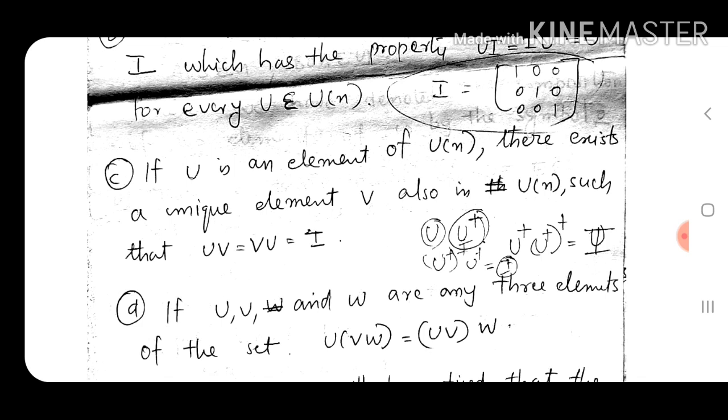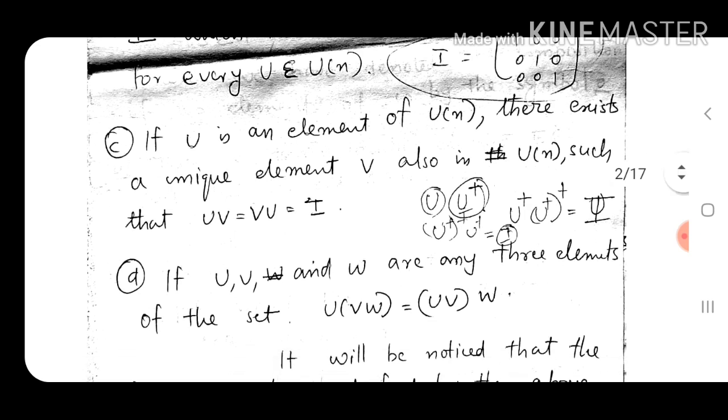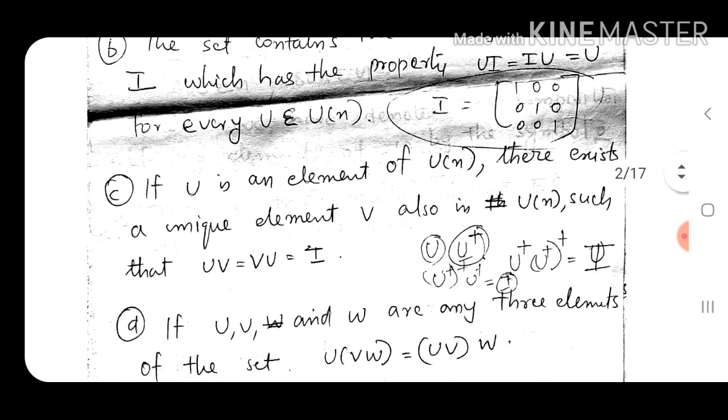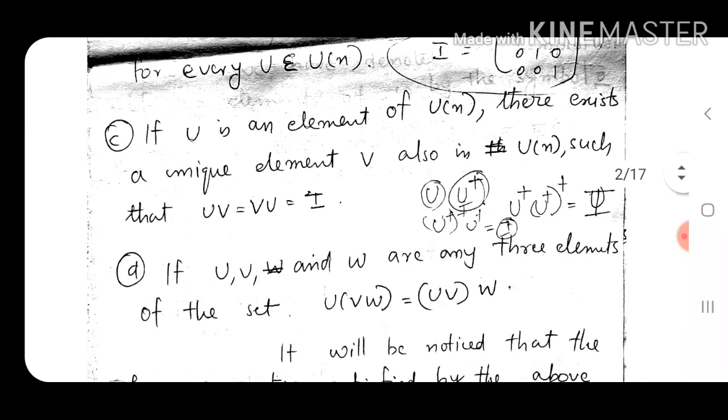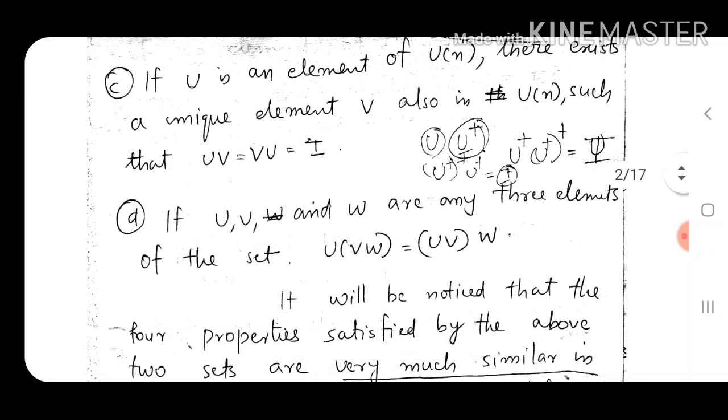So you take any matrix U, there is a unique element which is also a unitary matrix. When you take the product UV, you will be getting VU, that is equal to I. So the third property is over.